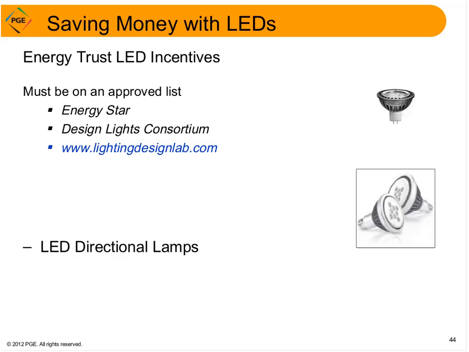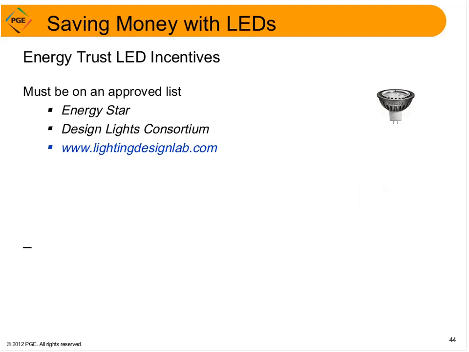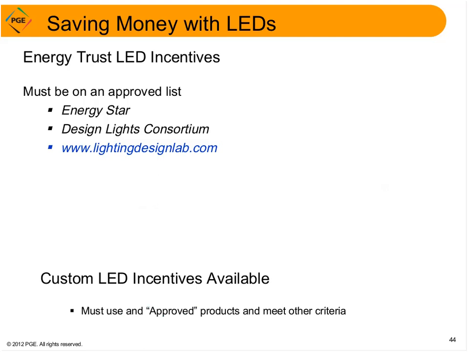I think LED directional lamps are the best LED option available right now. And you can get anywhere from $15 to $25 for this type of application. And if it's not on the list, there could be a custom incentive available. However, you must use an approved product and meet all the other criteria for the Energy Trust program.